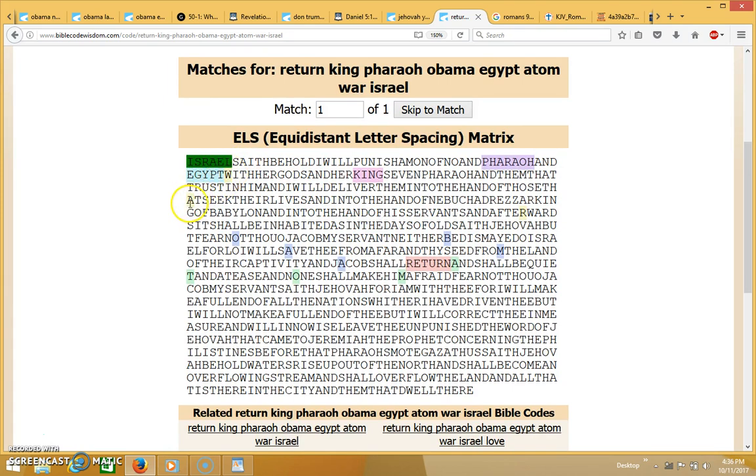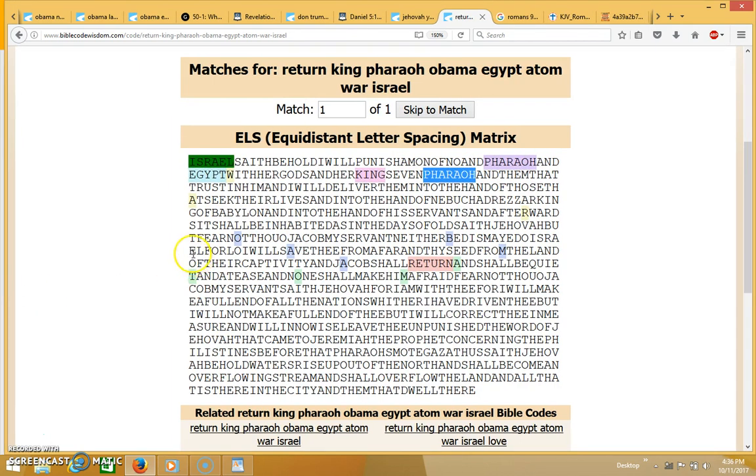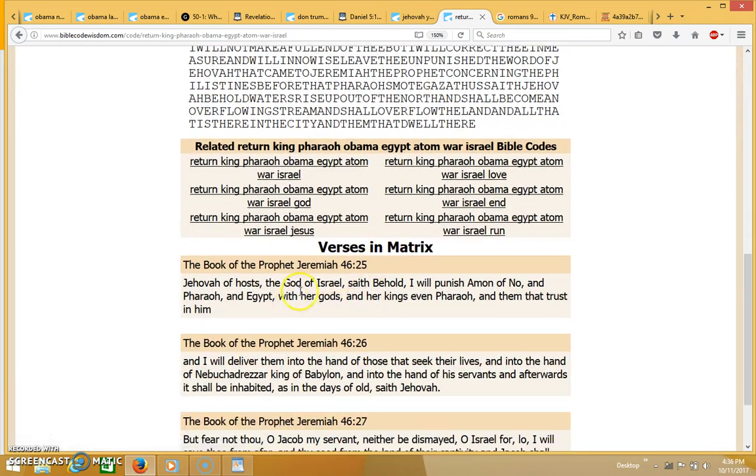You have the word war going right next to that in the yellow. You have Pharaoh. You have king over here. You have another Pharaoh over here. And then you have Obama coming up over here in the blue. And you have return here in the red. And then Adam is in the green. And like I said, this is coming up in Jeremiah 46.